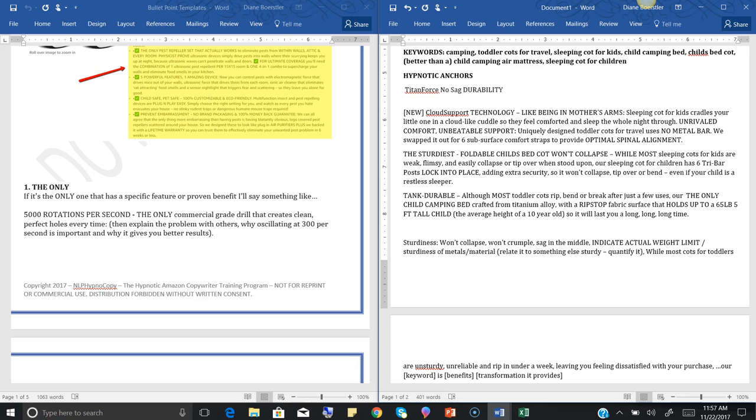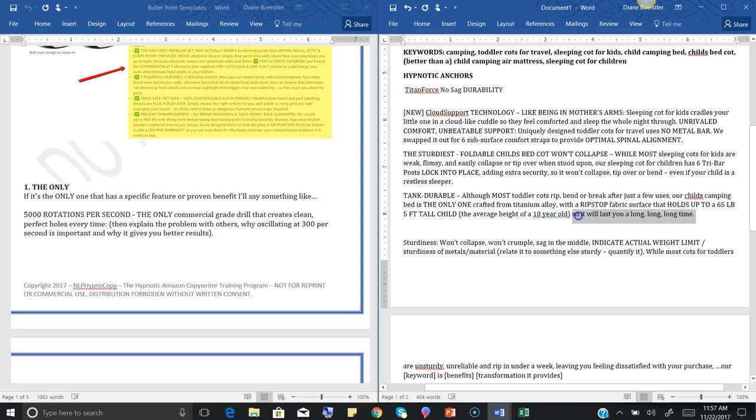Our keyword, let's see here, sleeping cot, we already have that one. Let's just say children's cot, our camping cot. Camping cot is the only one, and we can take that out. Our child's camping bed. Let's go back here. Camping bed is the only one crafted from titanium alloy with a ripstop fabric surface that holds a 65-pound, 5-foot tall child. The average height of a 10-year-old, and I'd look that up. I'm not going to right now, but I'd always look that up.